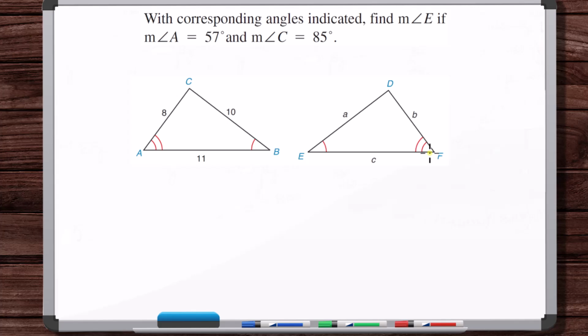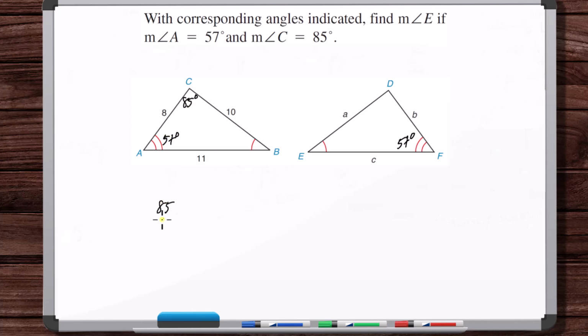So let's see. The measure of angle A is 57 degrees. That means this is 57 degrees. The measure of angle C is 85 degrees. Okay, and we're trying to find the measure of angle E. Well, we can find the measure of angle B because we have two angles here.